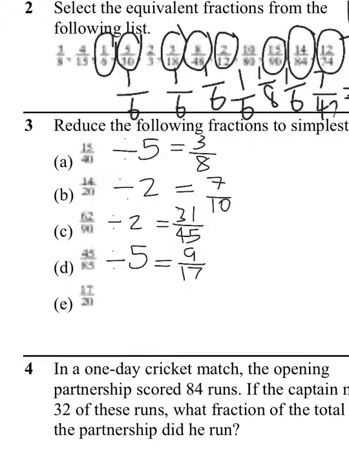And then 17 over 20, I think, is a trick question because I can't think of any numbers that 17 and 20 can both be divided by. So 17 over 20, and that's it.